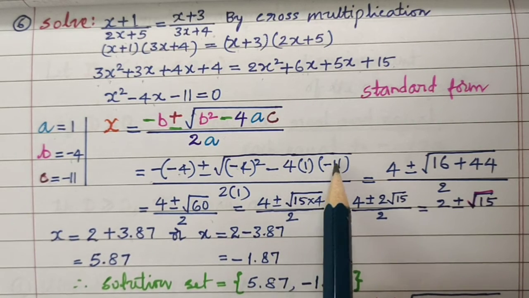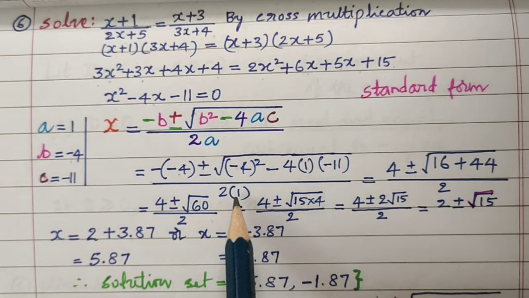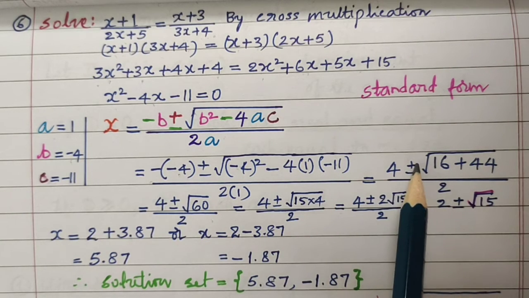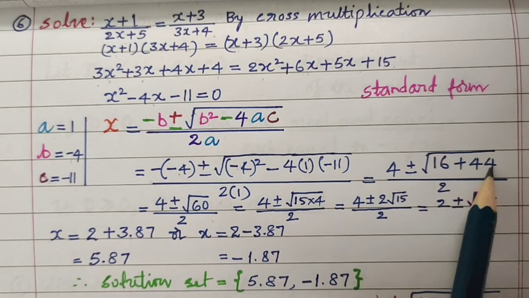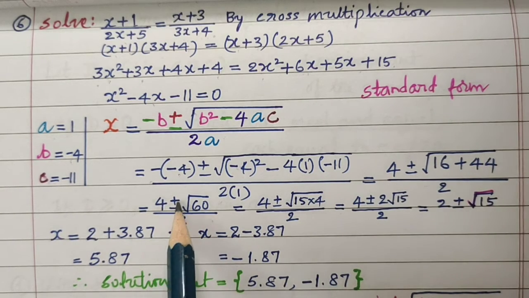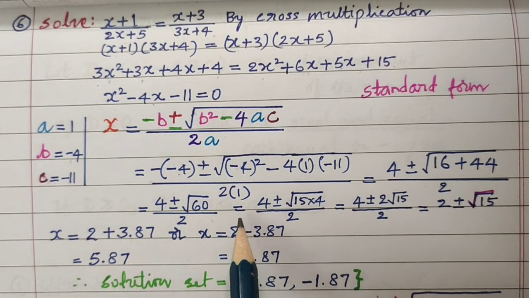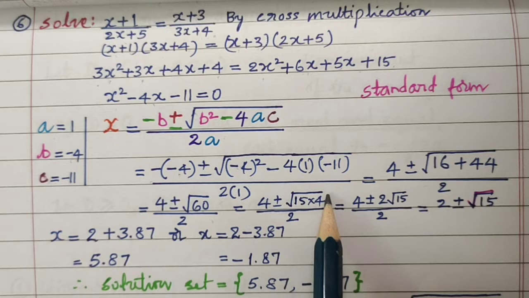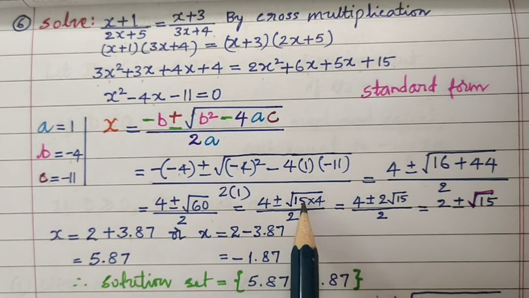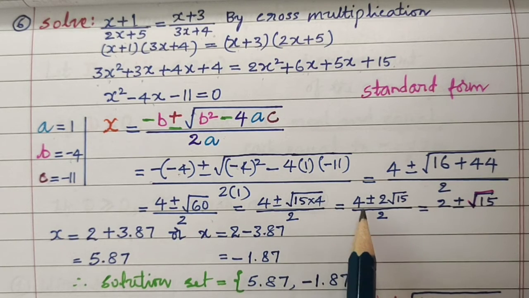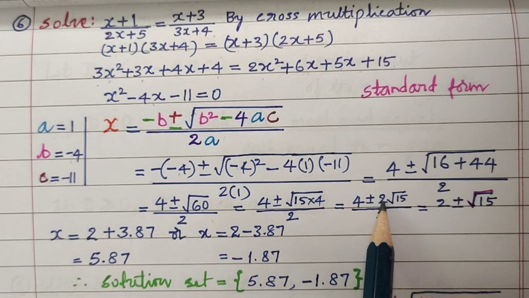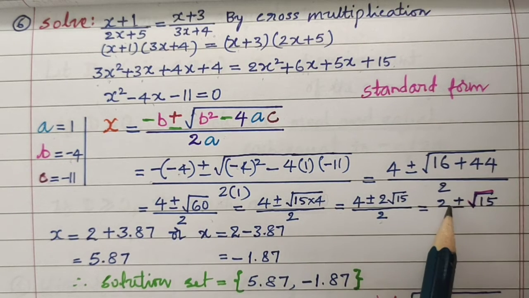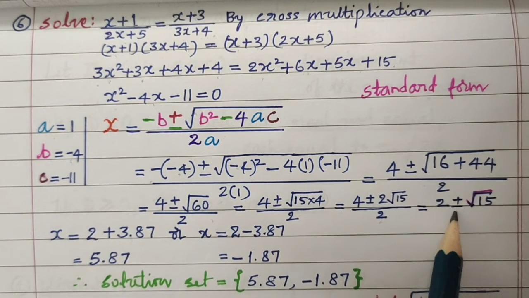Minus 4 into 1 into minus 11 will give plus 44. So 4 plus or minus square root of 16 plus 44, divided by 2. 16 plus 44 is 60, divided by 2, that is equal to 4 plus or minus square root of 60, which can be written as 15 into 4, because we know the square root of 4 is 2. Then we can find out the square root of 15 later on. 4 plus or minus 2 square root of 15 divided by 2, 4 by 2 and 2 by 2, 2 plus or minus square root of 15.